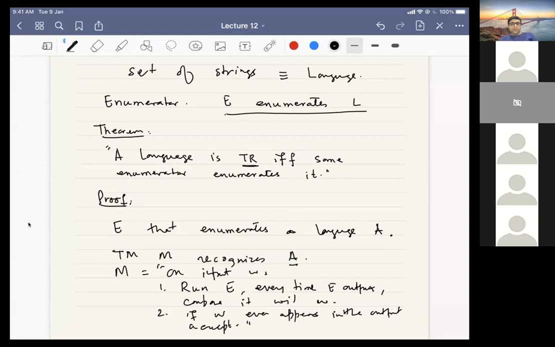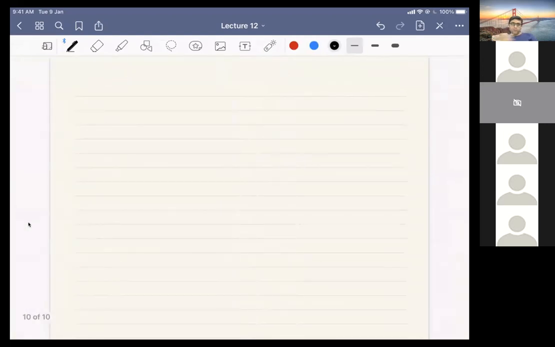Suppose we talk about a string which is not in the language, then that string will never be produced by the enumerator. And since the enumerator takes infinite time to produce all possible strings, we will never be able to know whether the string W belongs to the language. So this M is a recognizer. So we prove the first part of the theorem: if we have an enumerator, then we have a Turing recognizable language. Every language which is enumerated by an enumerator is Turing recognizable. Now we prove the other way. Is this part clear to all? Yes, sir.